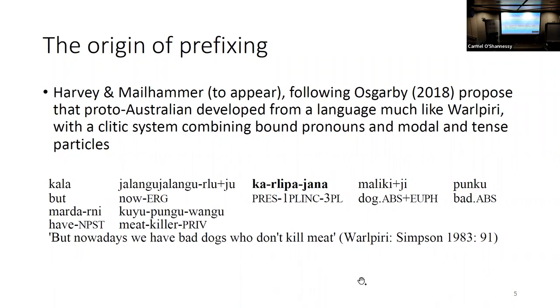So the question is, how did we get to this kind of system from what we think might have happened in the development of those languages from a more ancestral language? So Mark and Rob, for instance, have suggested, following work by David Wilkins, that Proto-Australian might have been a language a lot like Warlpiri, a language that Jane worked on, just to keep stressing that this is a talk in honor of Jane. It had a system that combines bound pronouns and modal and tense information, like that auxiliary that you've got there.